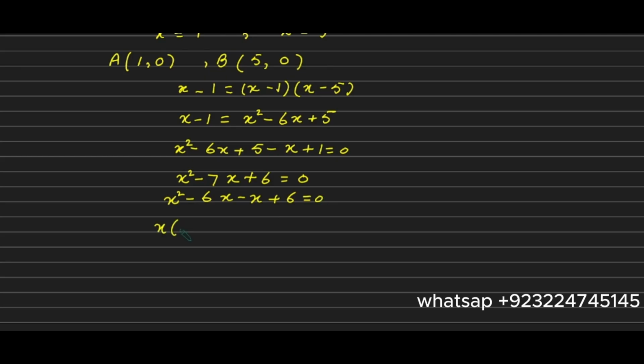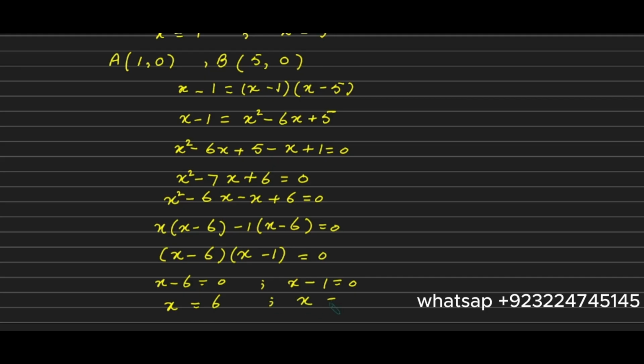Here, take x common, we get x minus 6. Here, minus 1 is common, and we get x minus 6. So we write (x minus 6)(x minus 1) equal to 0. Then x minus 6 equal to 0, also x minus 1 equal to 0. We get x equal to 6, and we get x equal to 1.